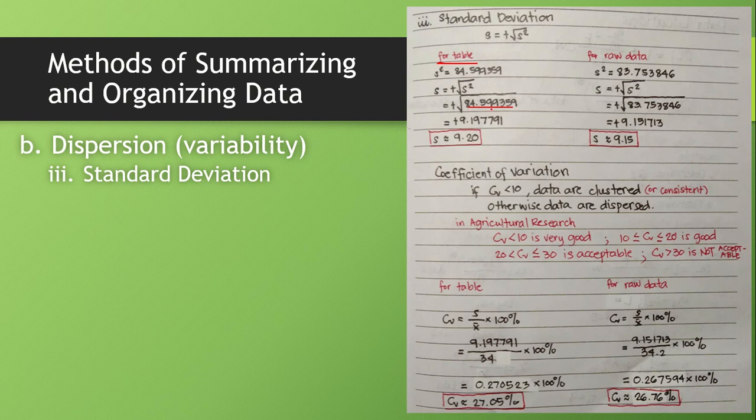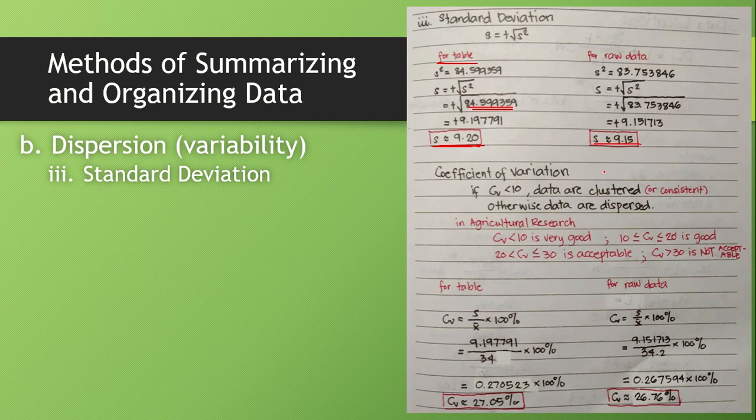As you notice, I use the exact value, not the rounded value, because there would be a rounding error when you use the rounded value. Now we can only round values if that will be our final answer. So for this case, we'll use just 2 decimal places, and that is approximately 9.20. For the standard deviation of our ungrouped data, we'll get 9.15.